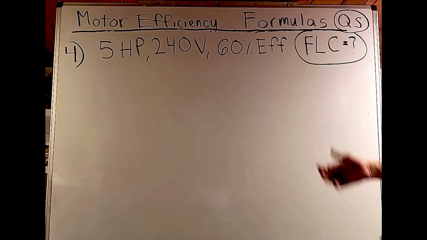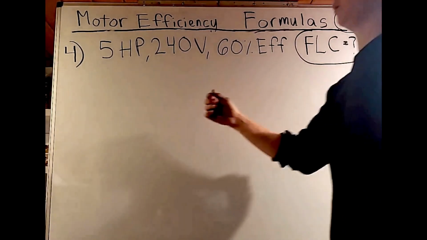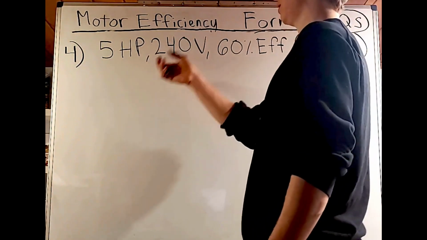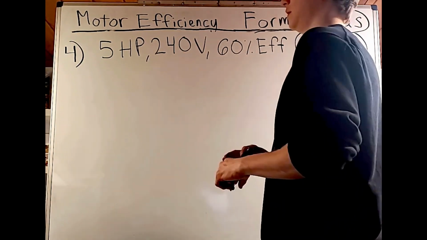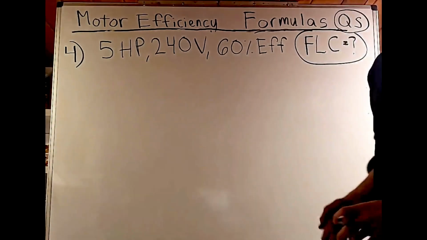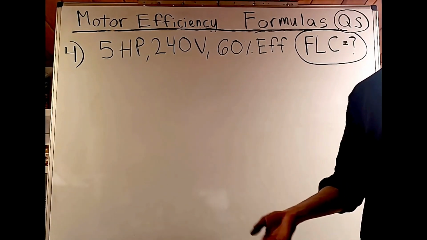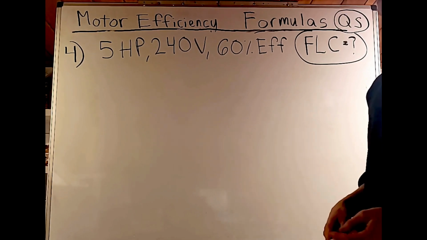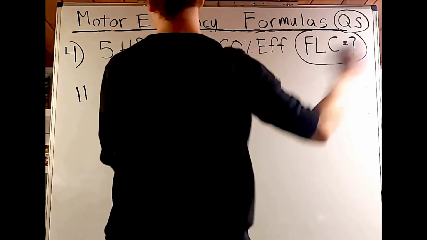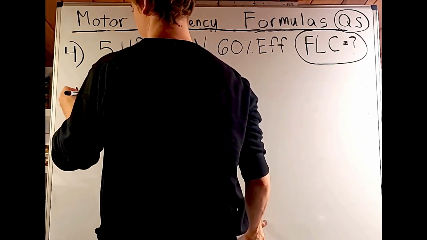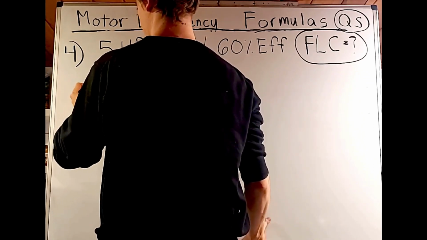Okay, next question. We're looking at the full load current. We have a motor with 5 horsepower, 240 volts, and a 60% efficiency value. We're used to full load current probably in the codebook, in the table like I mentioned. But right now we're just going to be thinking about full load current as what we solve for as current. So again, I'm going to start with the horsepower formula. You probably already have this written down.